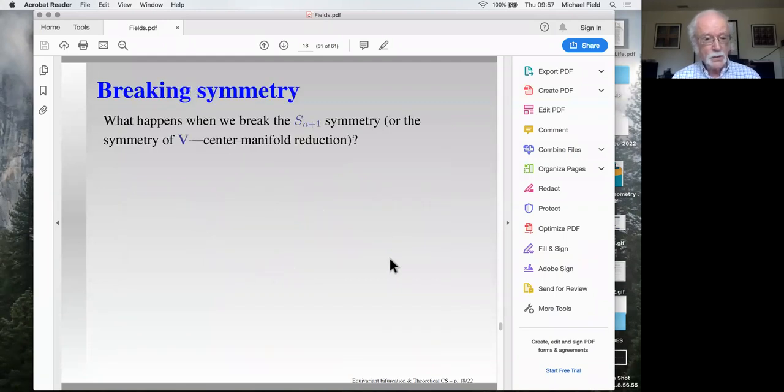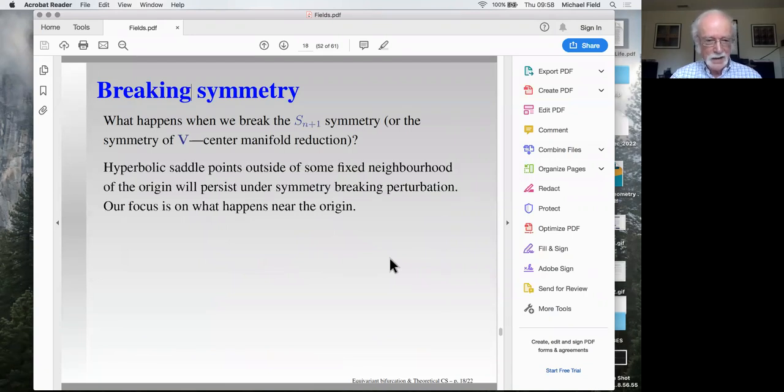So what happens when we break the Sn+1 symmetry here? Or, thinking of the original model, the symmetry of the target, the center manifold reduction, right? But that's the way we'd kind of look at this. So what happens? Well, outside of a neighborhood of the bifurcation, nothing much will change. What was a hyperbolic saddle point before will still be hyperbolic, right? So I'm interested in what happens near the origin.